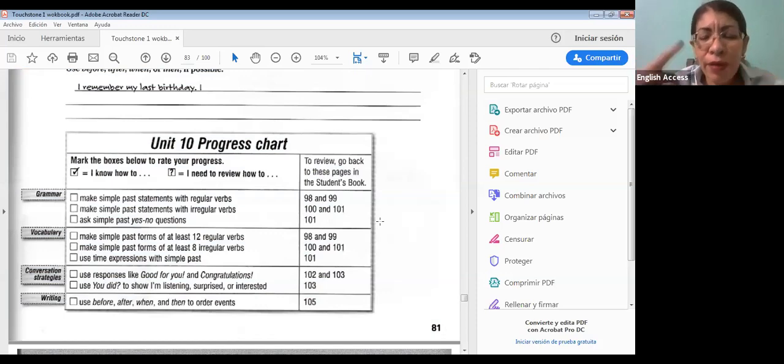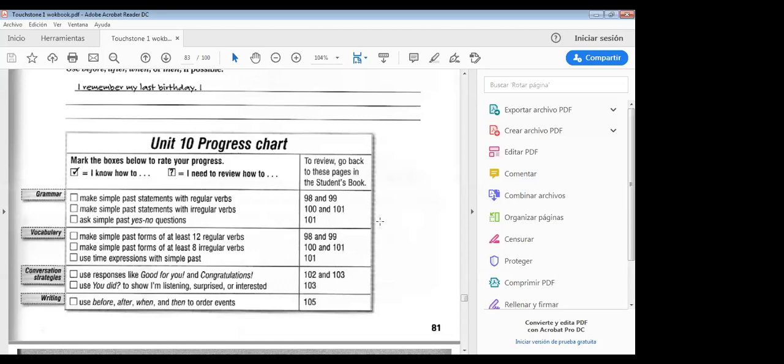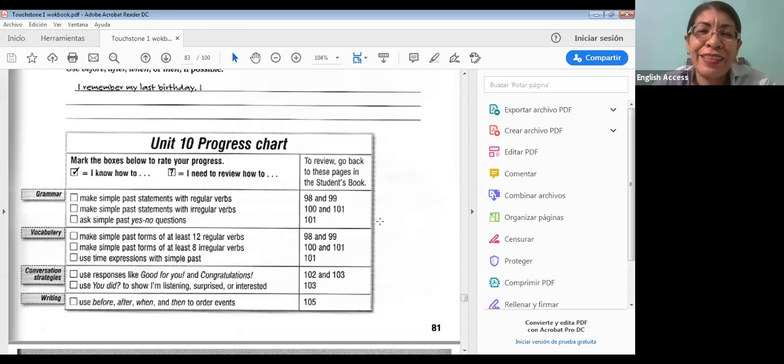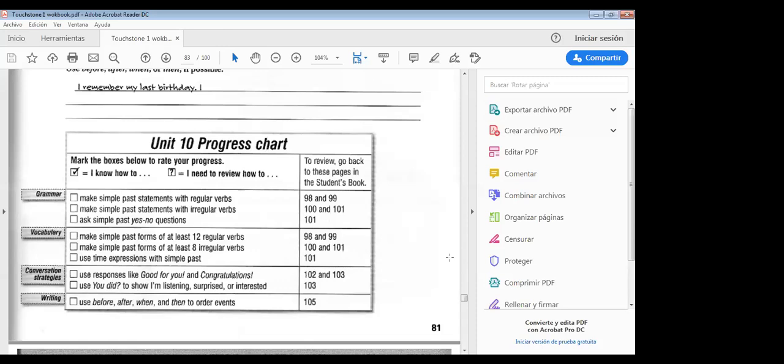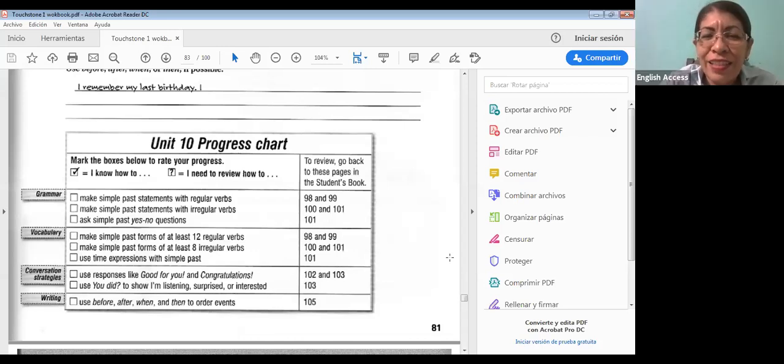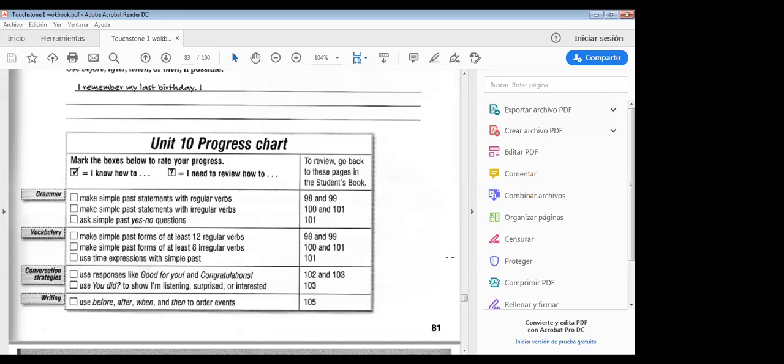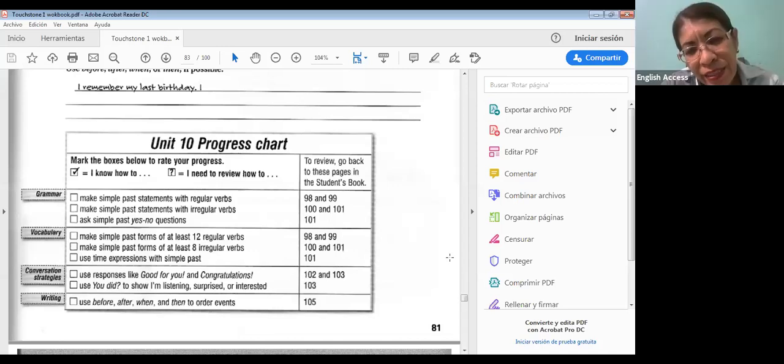Do you remember some other regular verbs in past? Tell me. Regular verbs in past. What do you remember? Run. Run is irregular. Regular verbs, remember the ones with ed endings. Chatted. Watched. Invited. Cleaned. Played. Yes. All the verbs that we saw in lesson A.